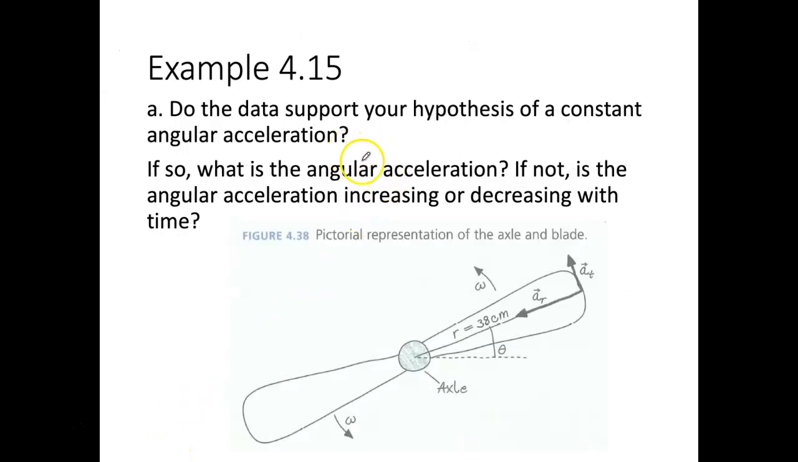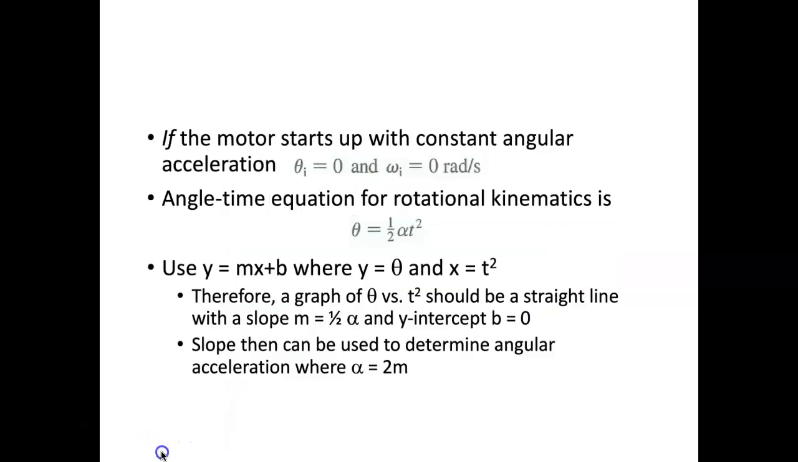Now I have to see if the data will support my hypothesis, and then find out what that angular acceleration is. Okay, so I've got a blade here. Maybe it's an airplane blade, an industrial motor for an airplane, and I want to see what's going on in terms of my tangential acceleration and my radial acceleration. I know my angle, how far it's traveled, and I know its velocity as it goes through. When that motor starts to spin up, my initial conditions are 0.